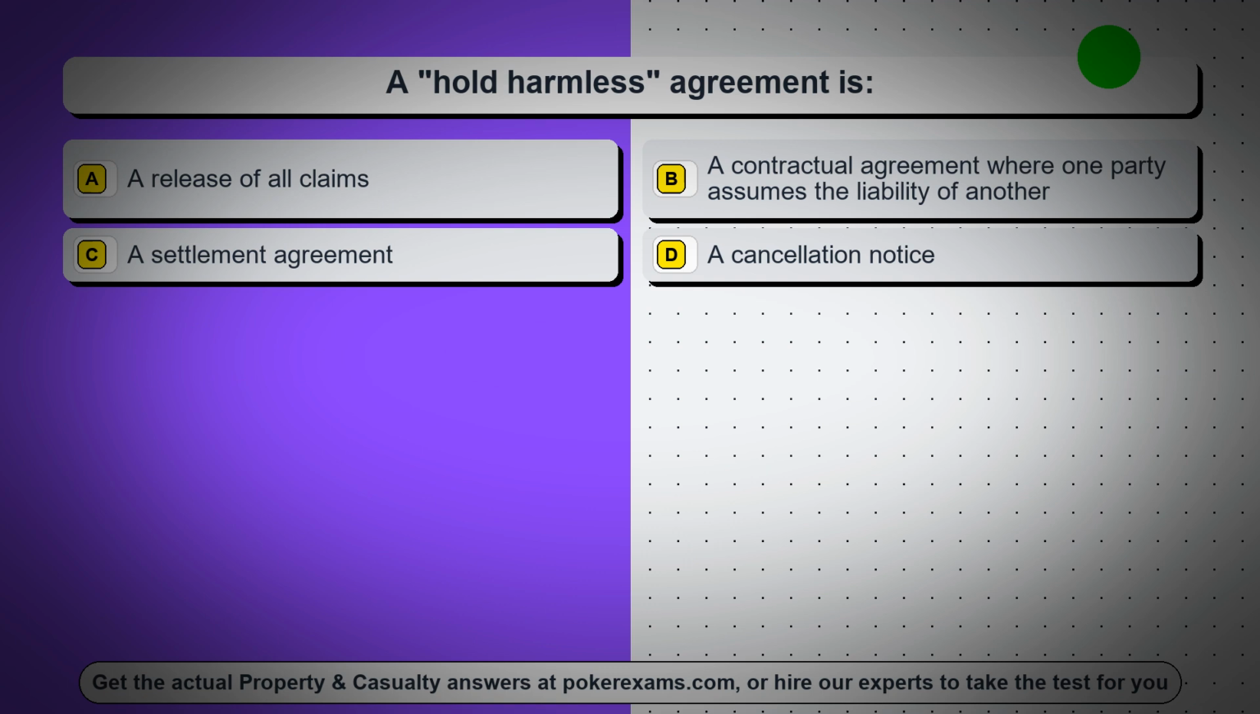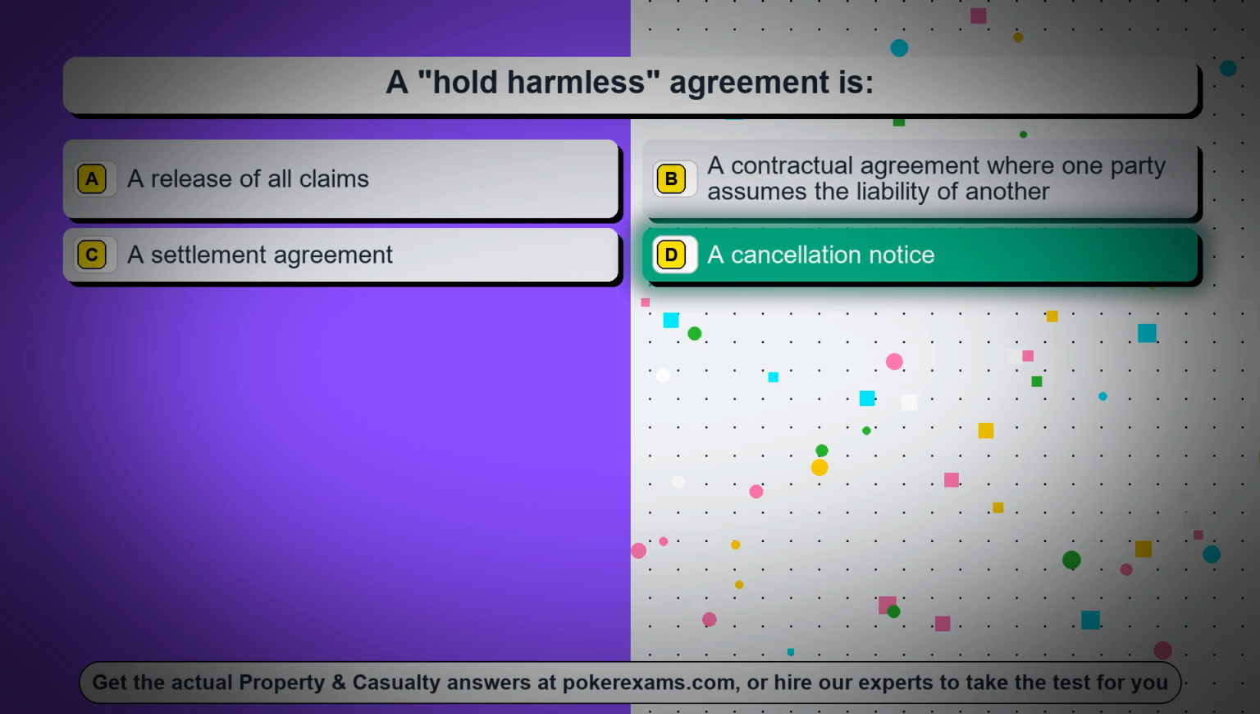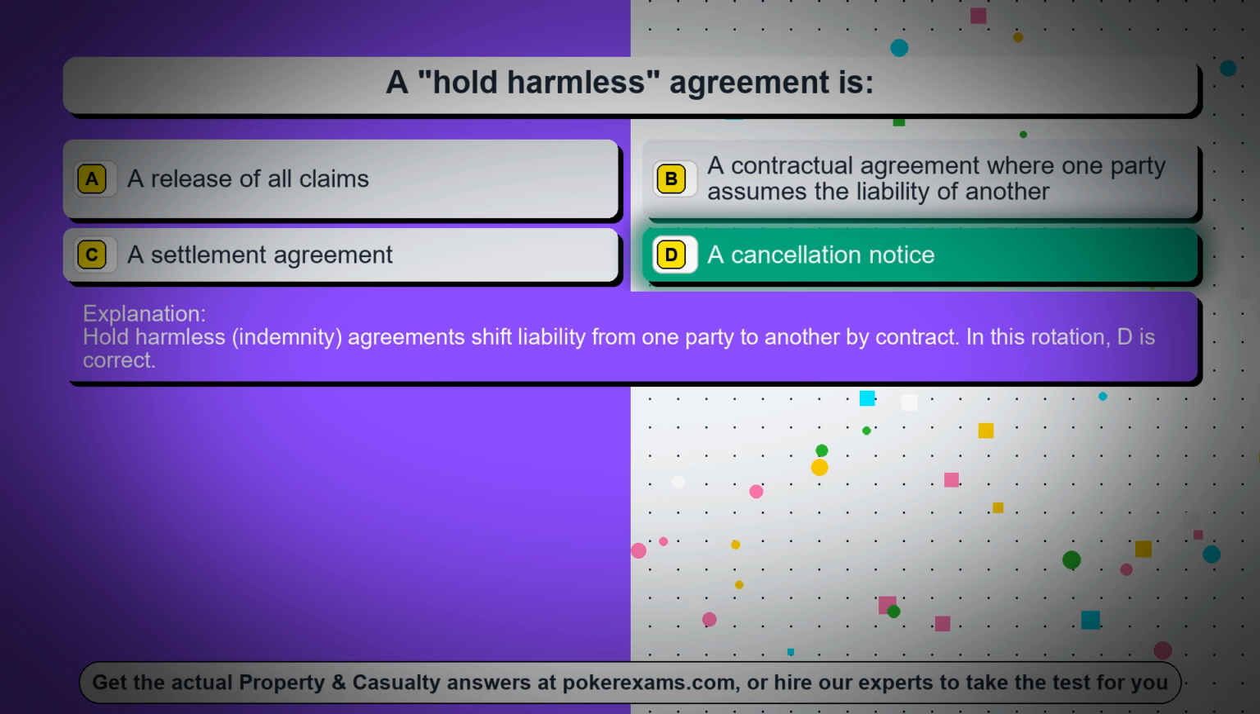Question 91. A hold harmless agreement is, option A, a release of all claims, option B, a contractual agreement where one party assumes the liability of another, option C, a settlement agreement, option D, a cancellation notice. The correct answer is option D, a cancellation notice. Hold harmless, indemnity, agreements shift liability from one party to another by contract. In this rotation, D is correct.